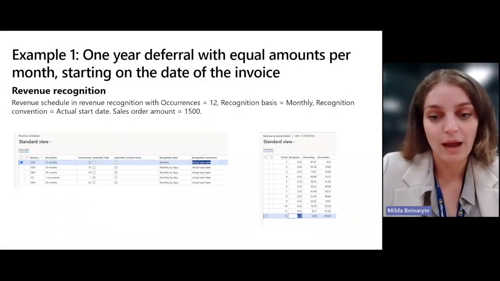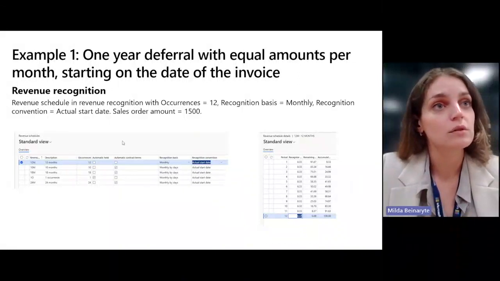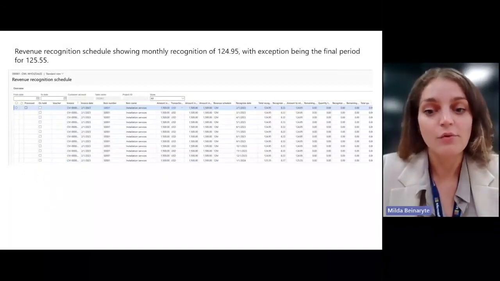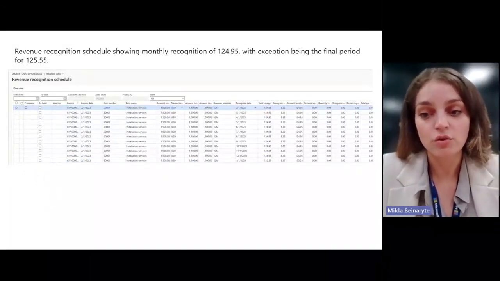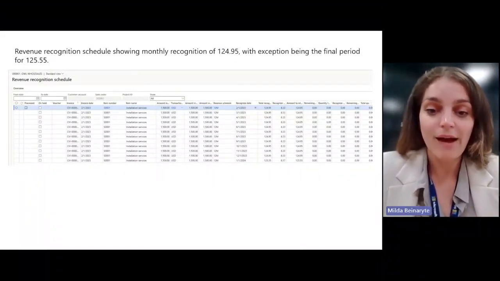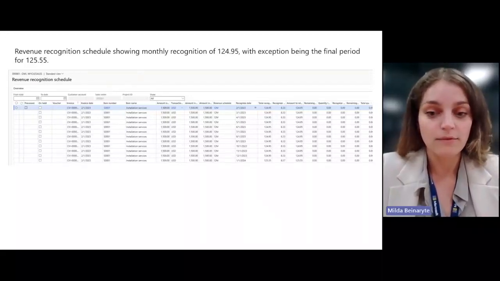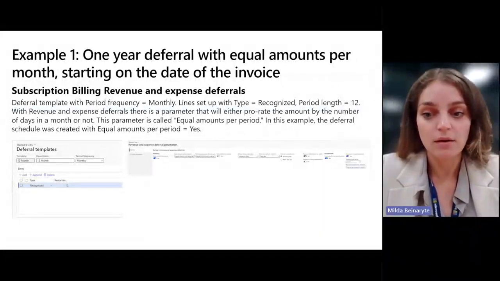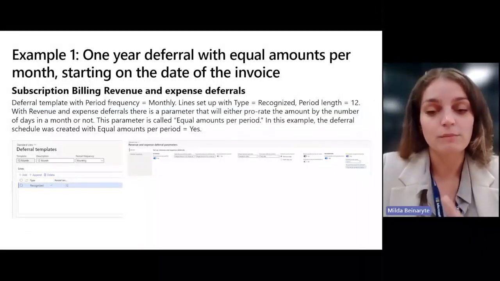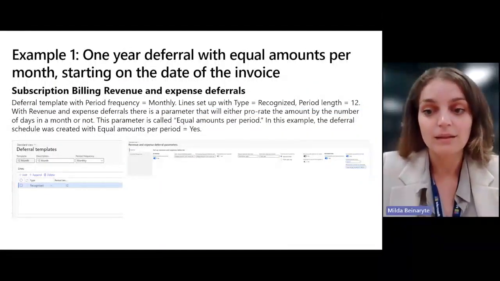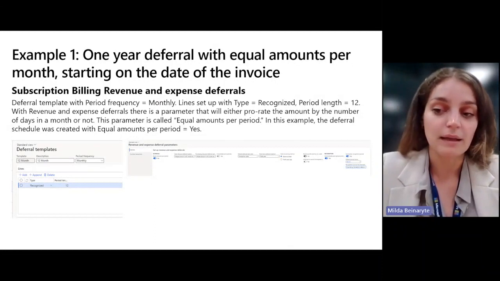In this example, 1,500. Revenue recognition scheduled configuration you see on the screen, and at the end of the day, you will get this result, which we would have the revenue recognition schedule with monthly recognition of $124.95, with exception being the final period for 125.55. Now, the same configuration in subscription billing and revenue expense deferral would be as follows. We would have a deferral template with period frequency monthly, line setup with the type recognized, and period length equal 12.